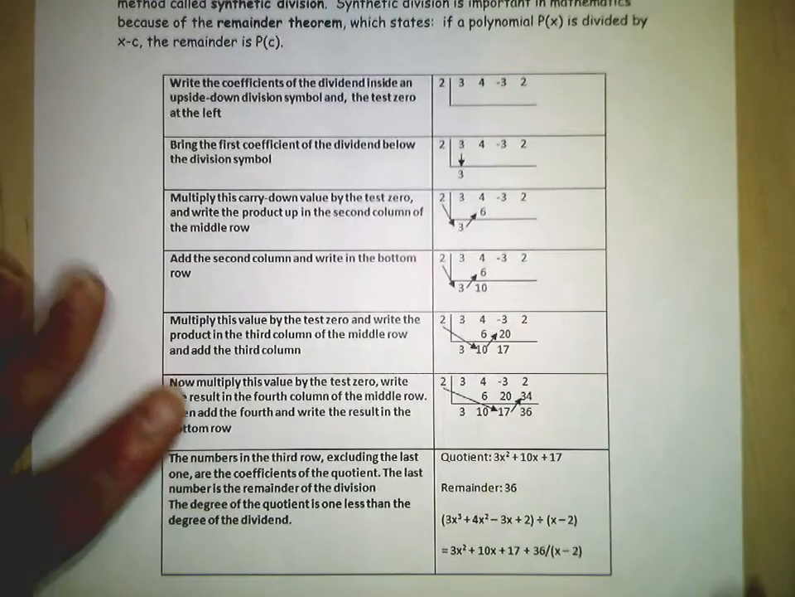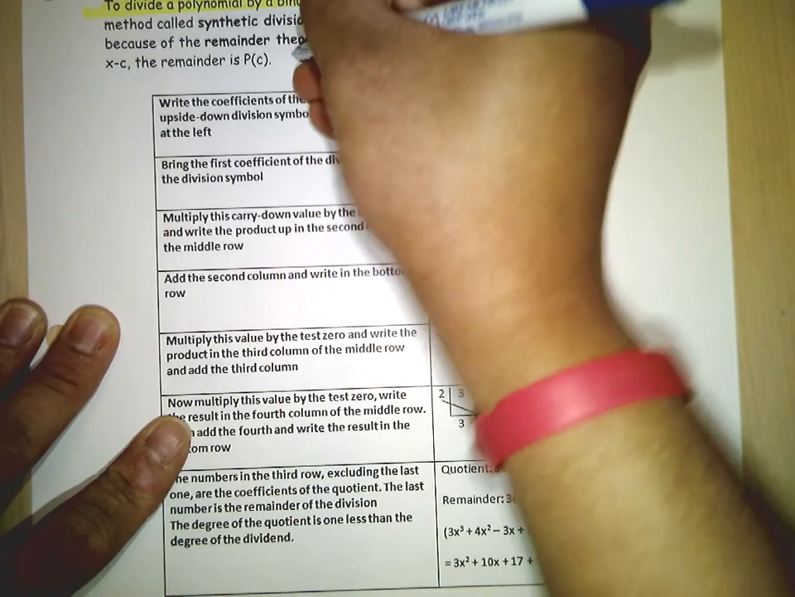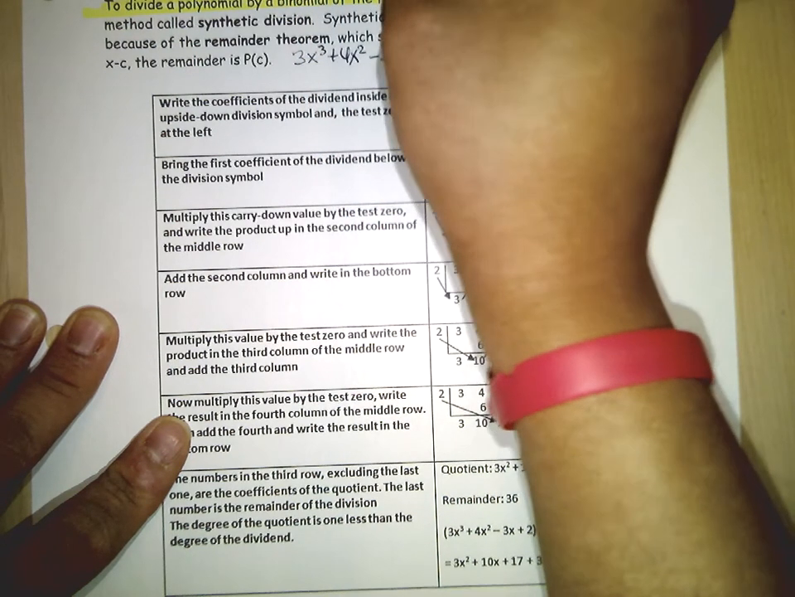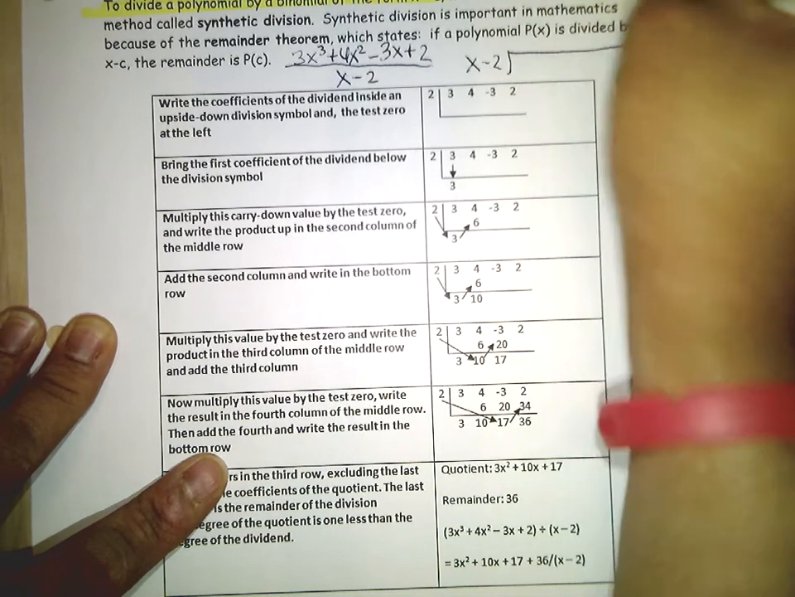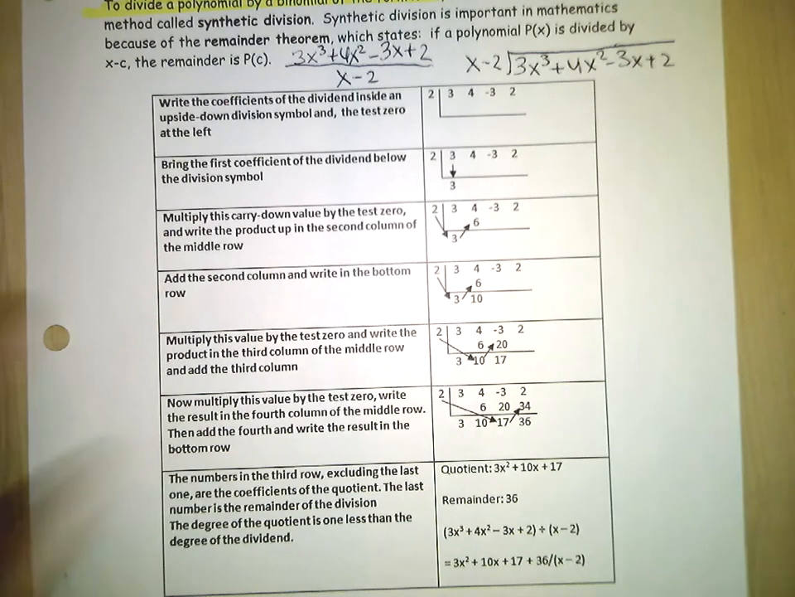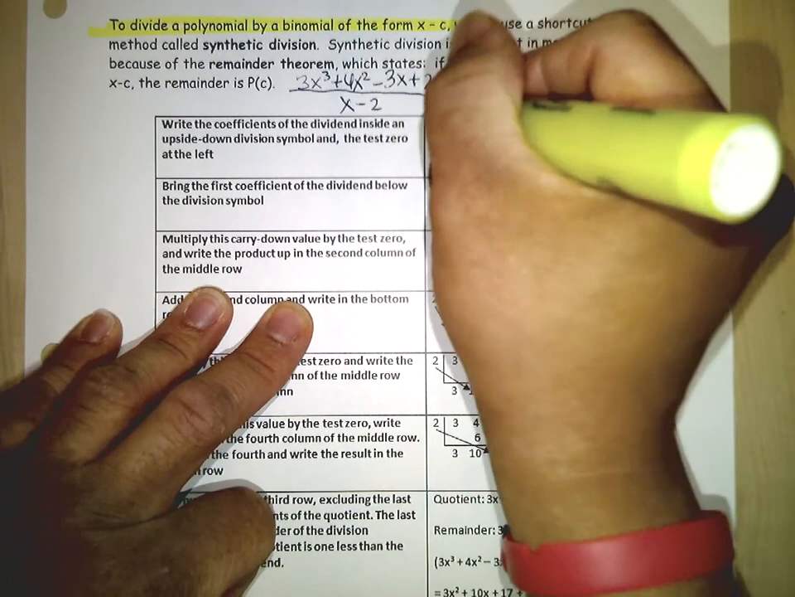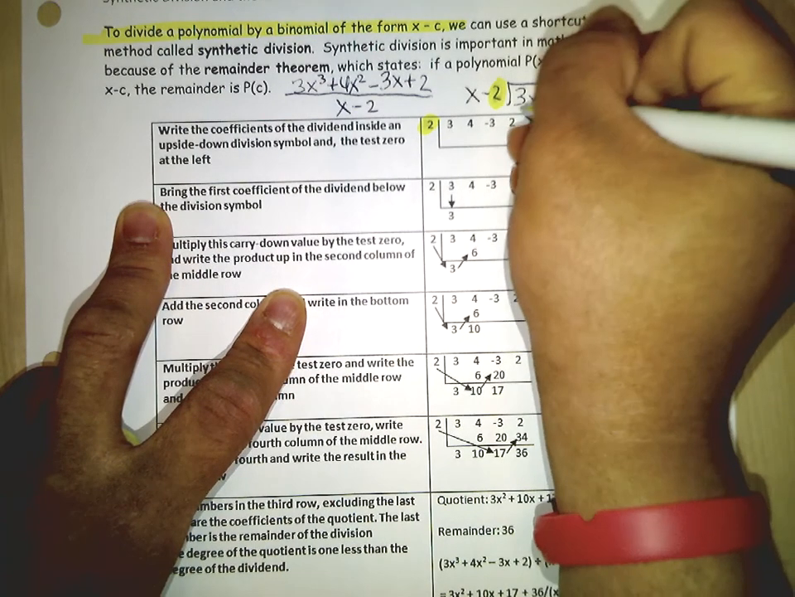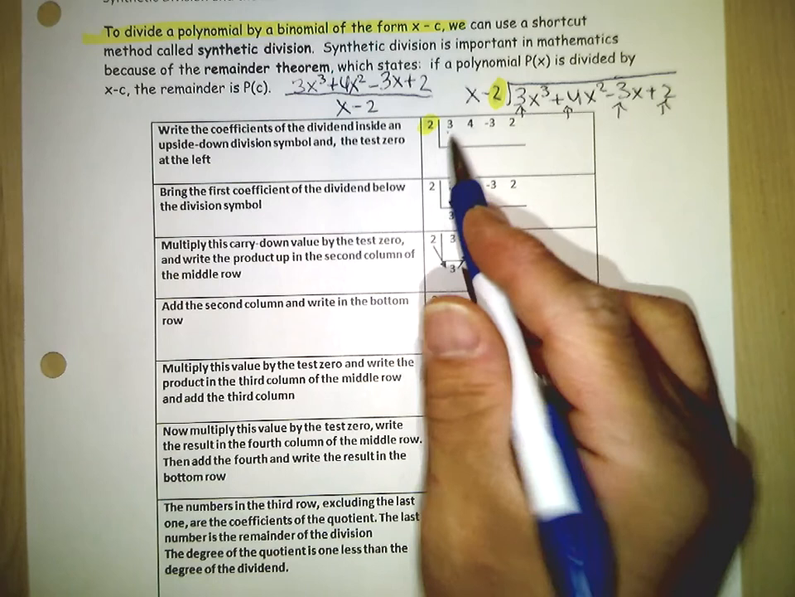So here is an example. We want to work on this problem: 3x to the third plus 4x squared minus 3x plus 2 divided by x minus 2. You can see that this is in the form x minus c. So we write the 2 here, and then all of the coefficients of the dividend: 3, 4, negative 3, 2.